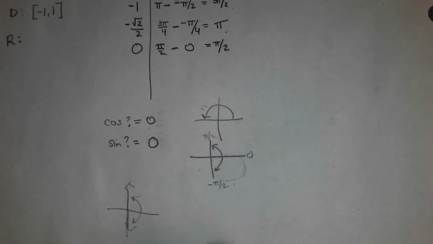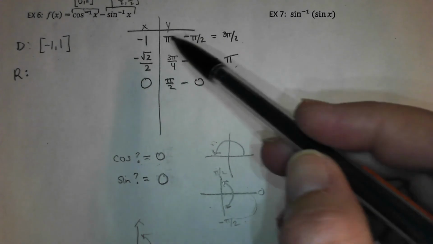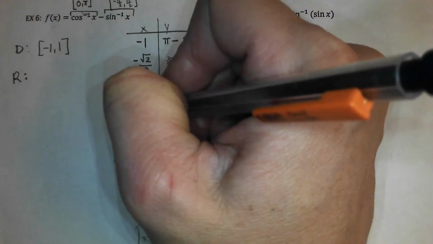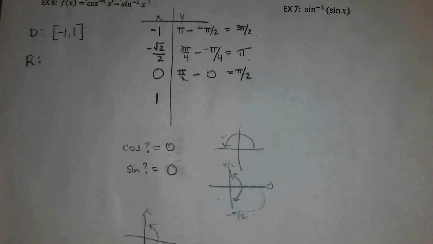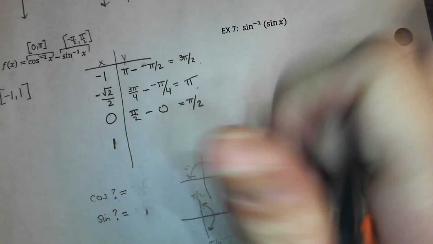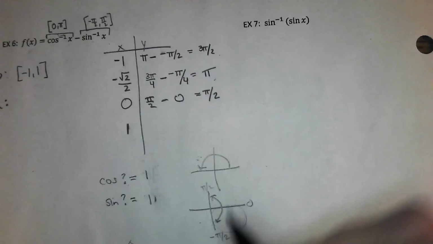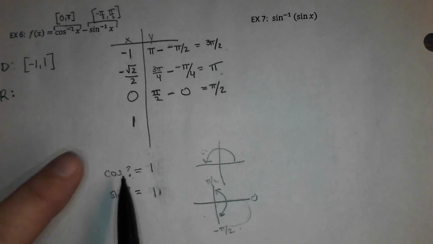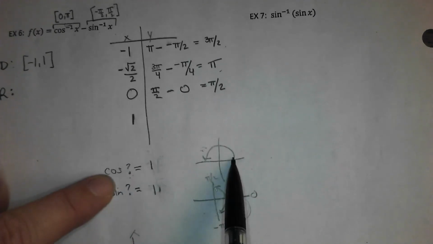Let's just jump all the way to the other end. We said anything between negative 1 and 1. If we plug in 1, what angle between here and here?